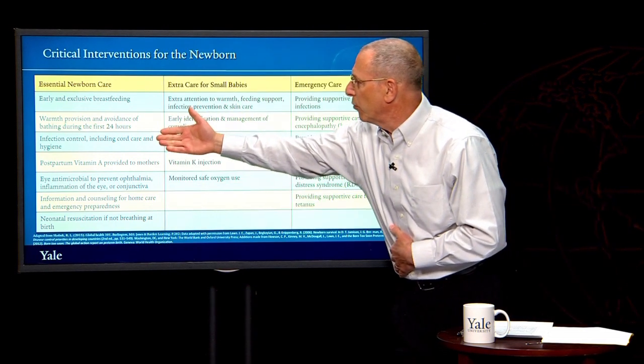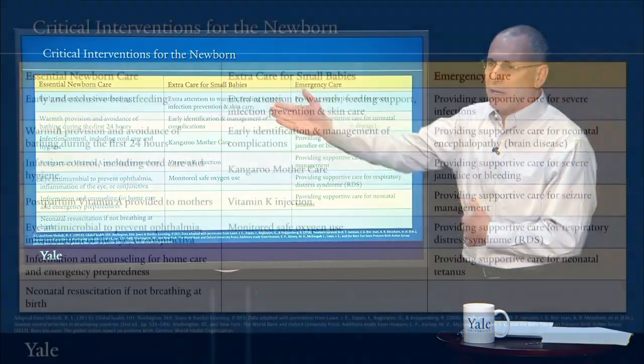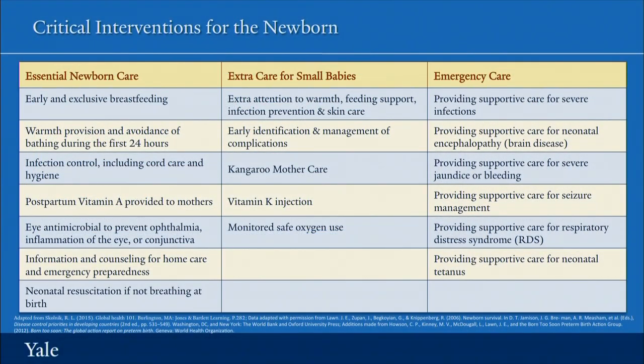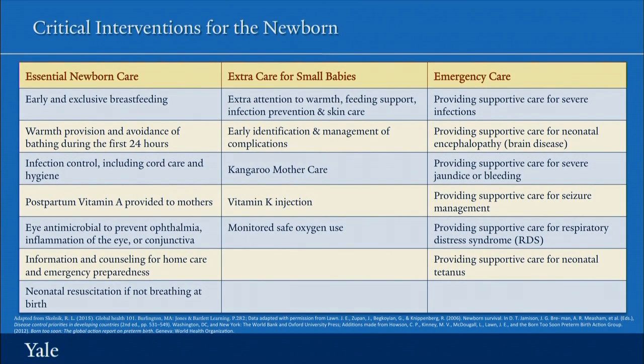One is essential newborn care, the second is extra care for small babies, and the third is emergency care. Many of these can be taken at the community level, and wherever possible, that would, of course, in many respects be best in circumstances where people are living in relatively rural, poorer places where they don't have easy access to health services. And many of these, as you'll see, have to do with knowledge and behavior. They don't have to do very much with expensive investments.